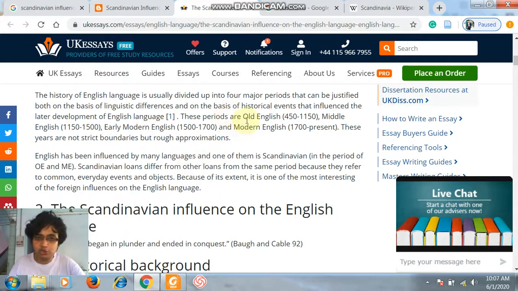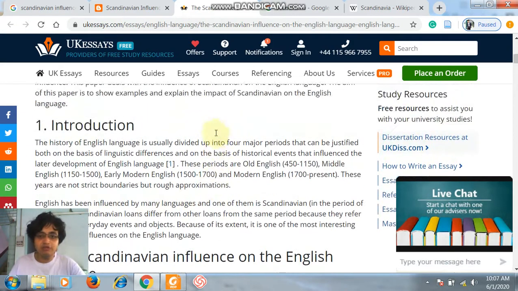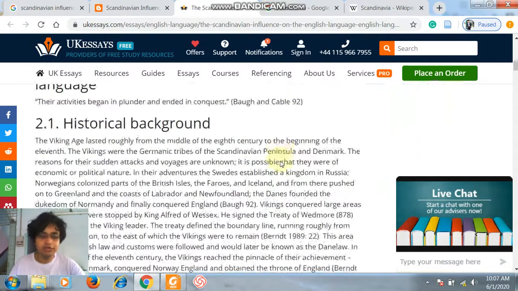For example, the Old English period from 450 to 1150, including the Norman conquest. Then, after the Norman conquest, the Middle English period from 1150 to 1500, then the early modern English period from 1500 to 1700, and then the modern English period. So, Scandinavian influence will be there in the Old English period. It began around the 8th century, somewhat at the end of the 7th century and the beginning of the 8th century, and ended around the 11th century.